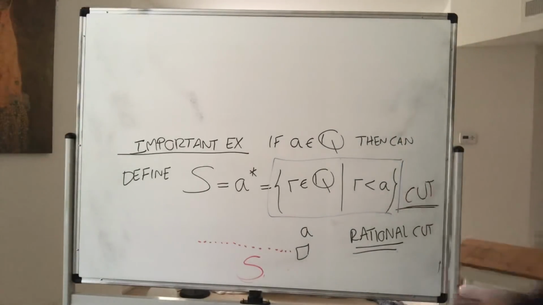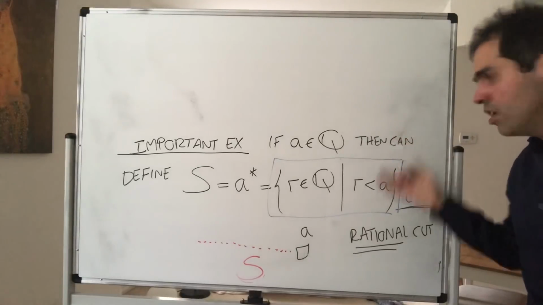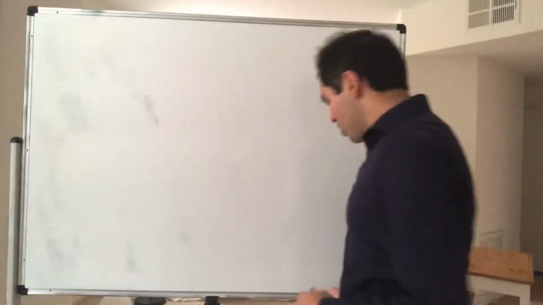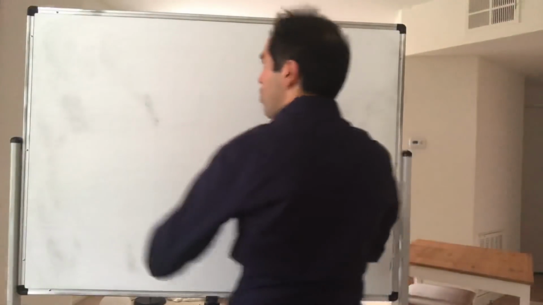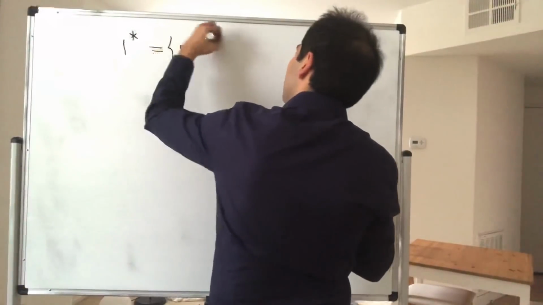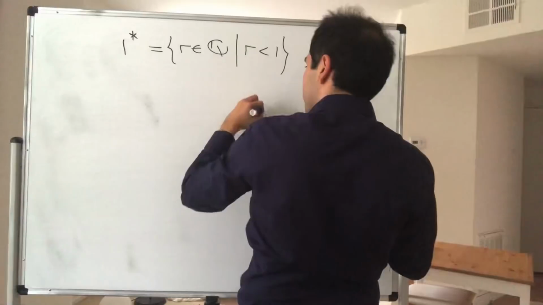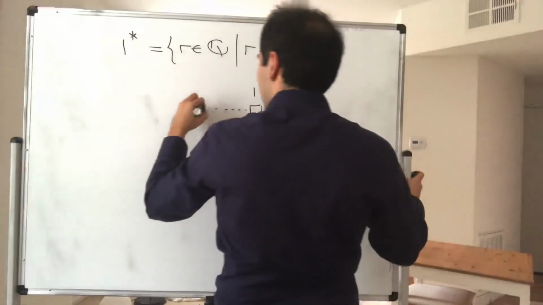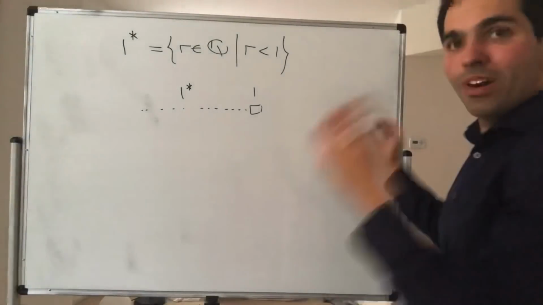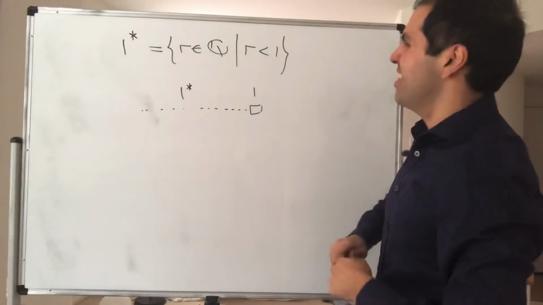And in particular, what is that saying? It says that given a rational number, you can define a cut like that. So just concretely, what would 1 star be? 1 star is again all the rational numbers strictly less than 1. So again, this is 1, and that's 1 star. It includes 1/2, 0, minus 9001, or anything you want.